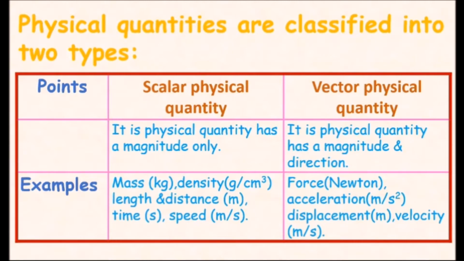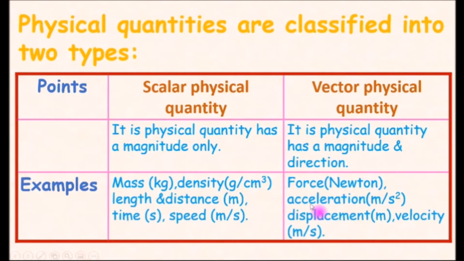The examples of scalar physical quantity: mass, and its unit is kilogram; density, its unit is gram per cubic centimeter; length and distance, and both the units are meter, or it may be centimeter or kilometer. It depends on the distance. Time, second; speed is meter per second.